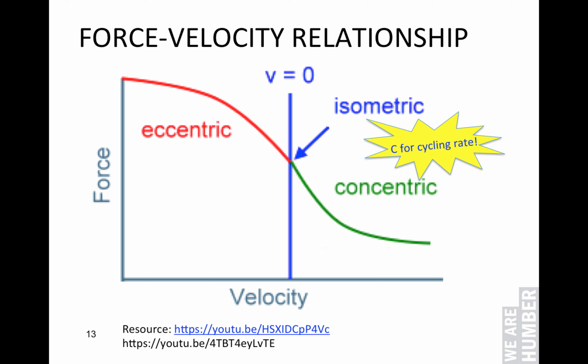The way I can remember this, so as velocity increases in a concentric contraction, potential force decreases. We can remember that because C for concentric and C for cycling rate. So it's due to the cycling rate that potential force decreases. On the other side of the equation, so with an eccentric contraction, as velocity increases, potential force increases, and that is due to the elasticity. So E for eccentric, E for elastic.